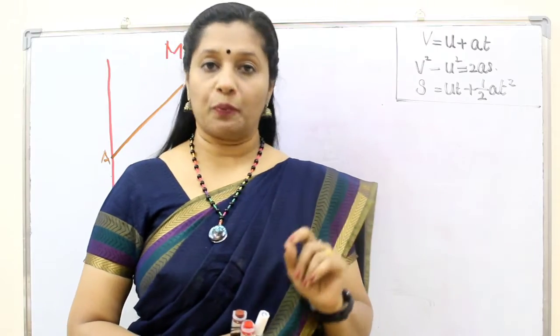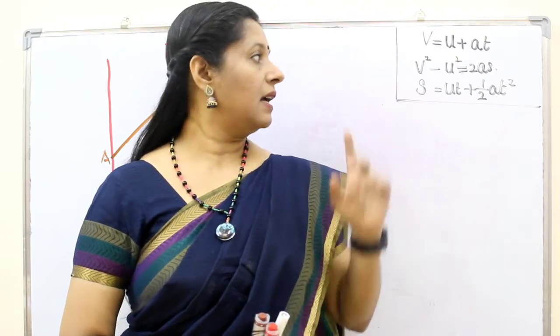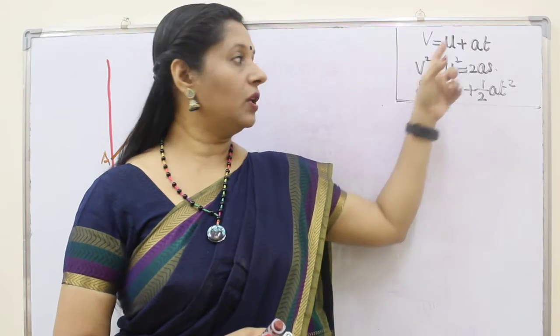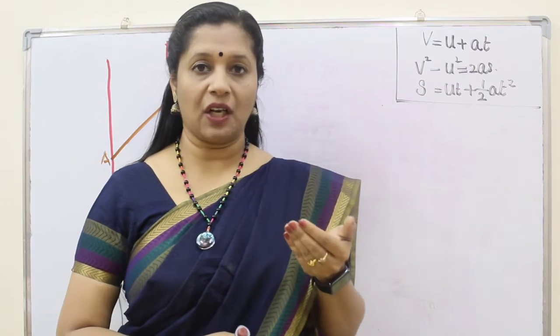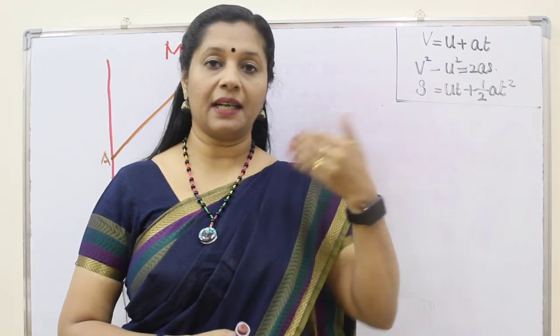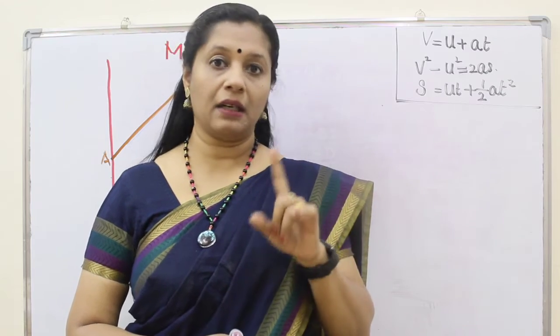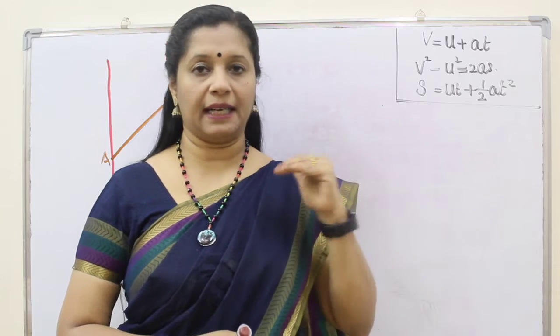v is equal to u plus at, s is equal to ut plus half at square, and v square minus u square is equal to 2as. Let's see what all these symbols mean. You know that already. What is u? u is the initial velocity. That is, when an object is starting, what is its velocity? Suppose an object is starting from rest, then u is 0. Otherwise, there will be a particular velocity we are considering at that moment.